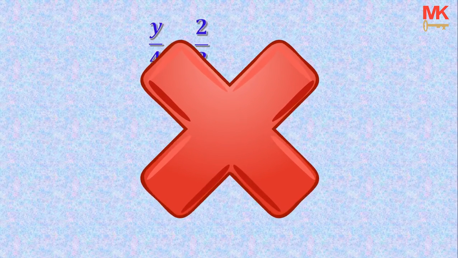we are just going to adopt a method called cross multiplication. In cross multiplication, the numerator of the first fraction multiplies the denominator of the second fraction, and the denominator of the first fraction multiplies the numerator of the second fraction. Alright, so we're just going to try that right away.